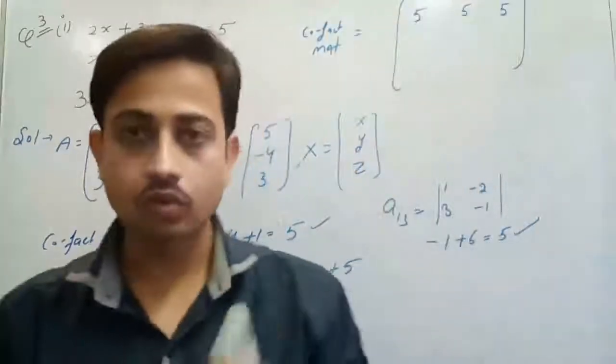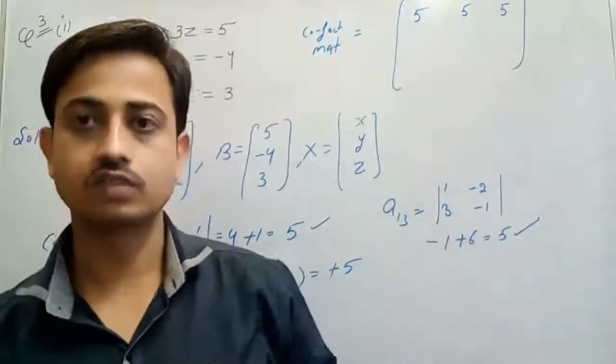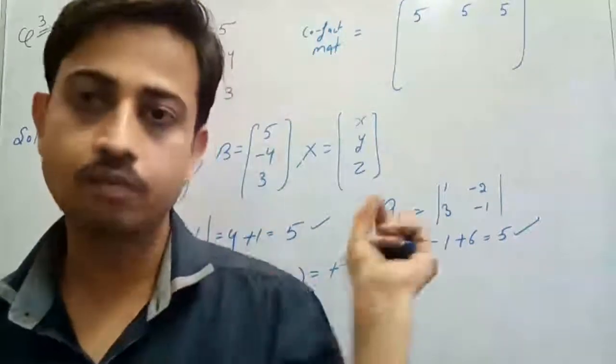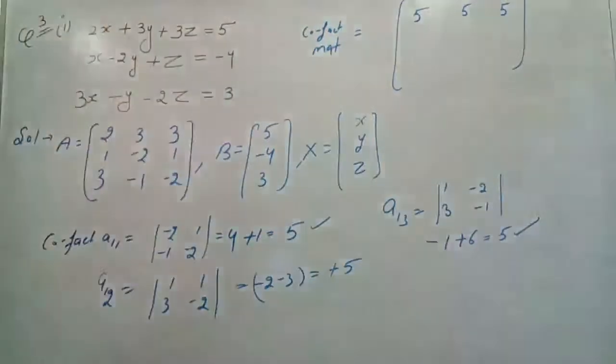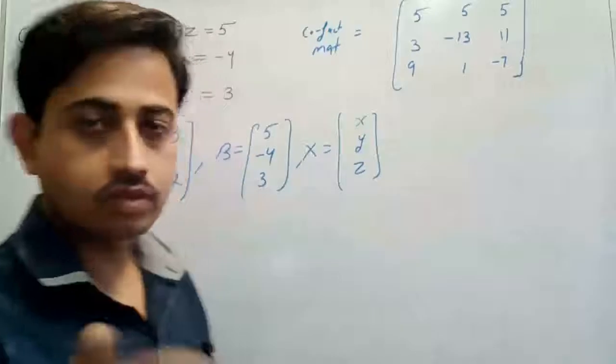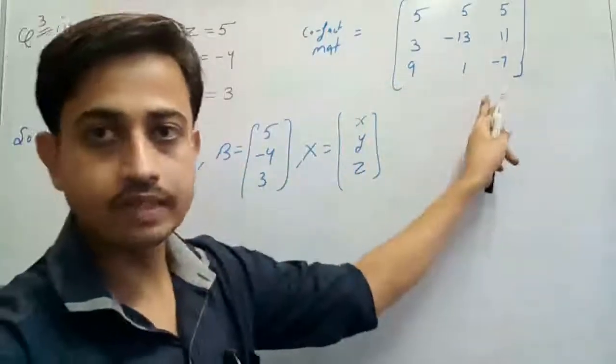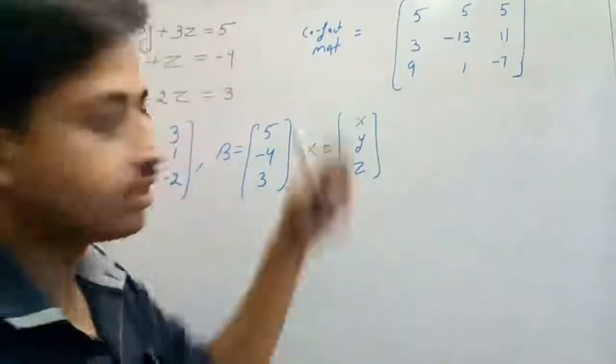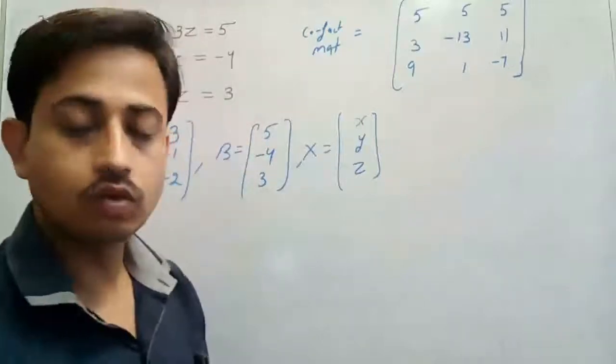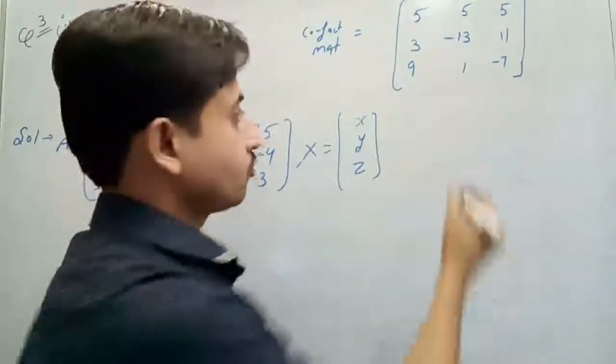In a similar manner you can calculate all the cofactors, so please do it yourself. I am writing all these cofactors. So after solving you will get your cofactor matrix, and you can verify it also. Now what we have to do? We have to find out the adjoint of A.